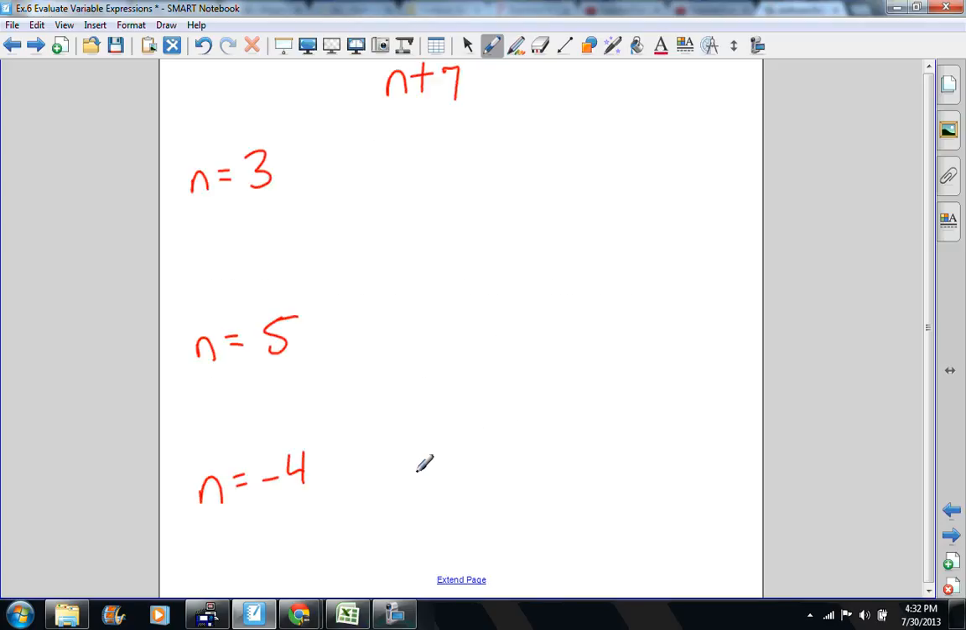Okay, so this one, the expression we're given up here on the top is n plus 7. So whatever n is, we want to add 7, and we want to evaluate this expression. Okay, so what we do is we take our first one, so that's n equals 3, and we're going to substitute that into our expression and solve. So where I see an n, I'm going to replace it with a 3, and that equals 10. So therefore, this expression, when n equals 3, is equal to 10.